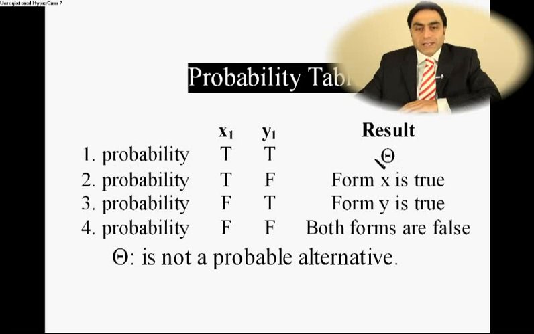So we name this alternative as theta. Theta is not a probable alternative. So we will neglect this probability. This is not a valid alternative. The second probability, X1 is T, Y1 is F, and the result, this probability means form X is true, meaning X1 comes to us with true knowledge, and Y1 comes to us with false knowledge. Whatever X1 said is true, and Y1 is changing the event.